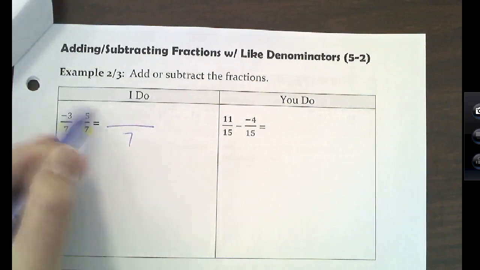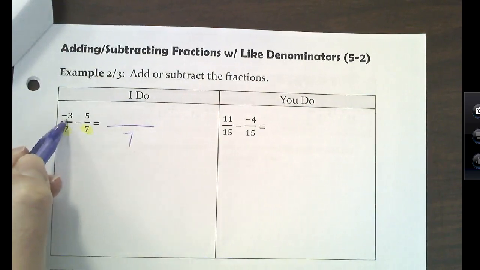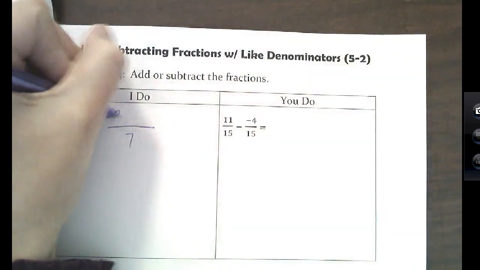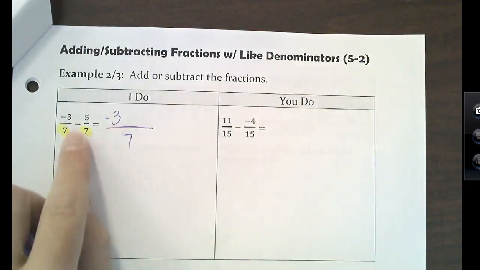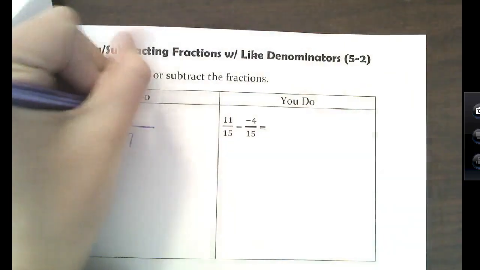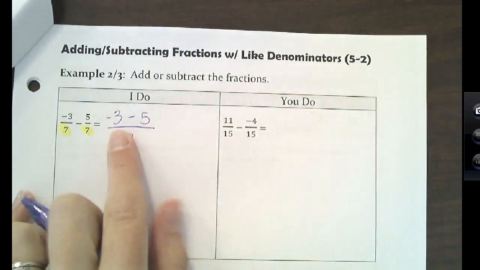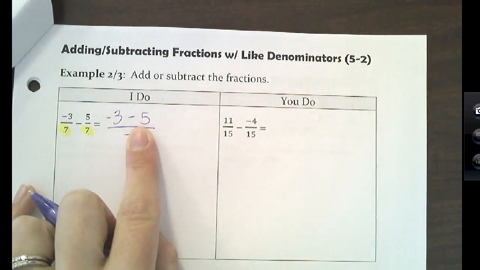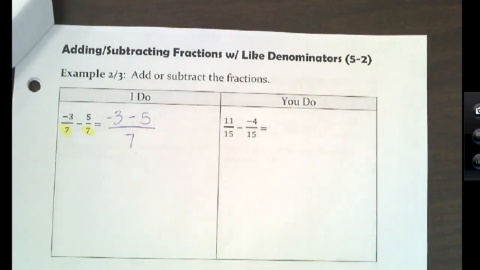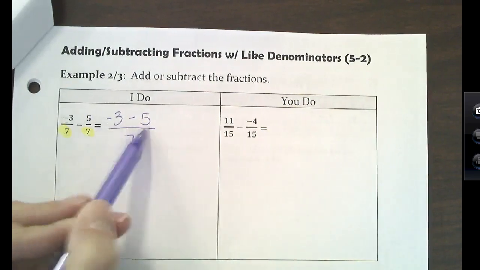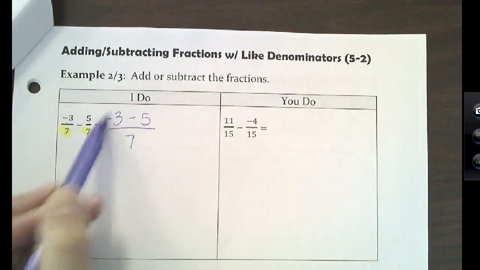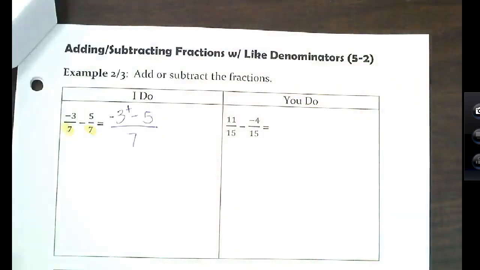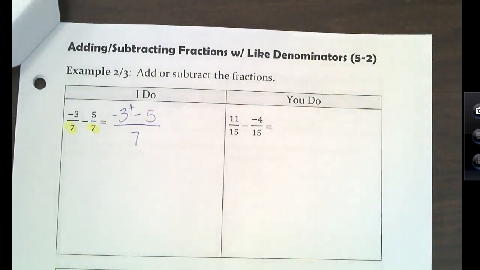In my numerator, I see that I have a negative 3, so I'm going to write a negative 3. And I'm taking away 5, so I'm going to write minus 5. You're welcome to use a calculator on this lesson, but I'm going to do it without. If I have two negatives, that really says negative 3 plus negative 5. So go ahead and put a plus sign between them. They're both negative, so we're adding negative 3 plus negative 5.